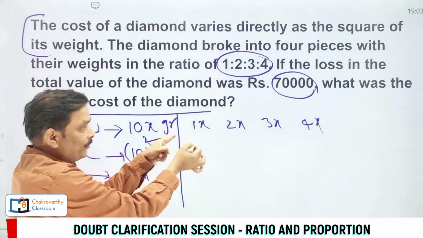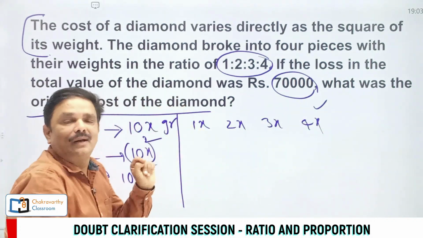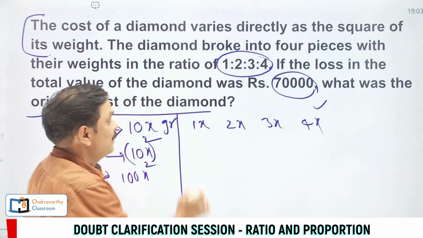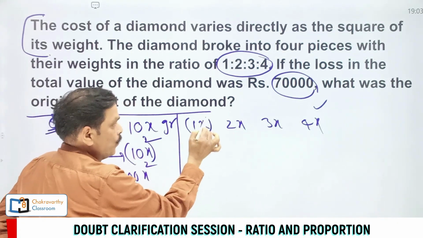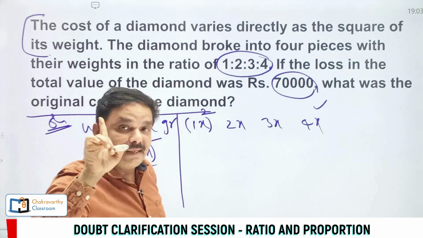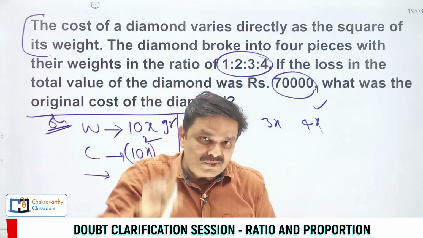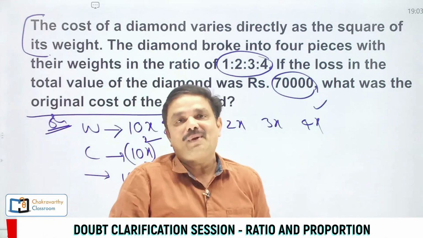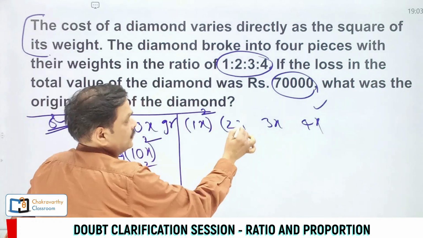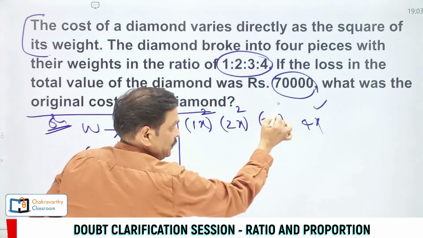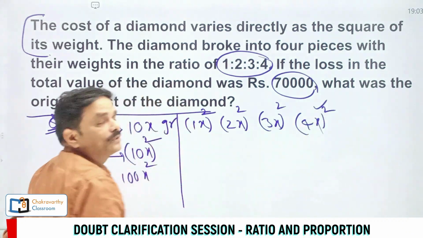Now this is the weight actually. This is the weight. Now what is the cost? Obviously, the cost of the first part is 1x square because cost is directly proportional to the square of its weight. Okay, now the second one is obviously 2x square, this is 3x square, and this is 4x square.